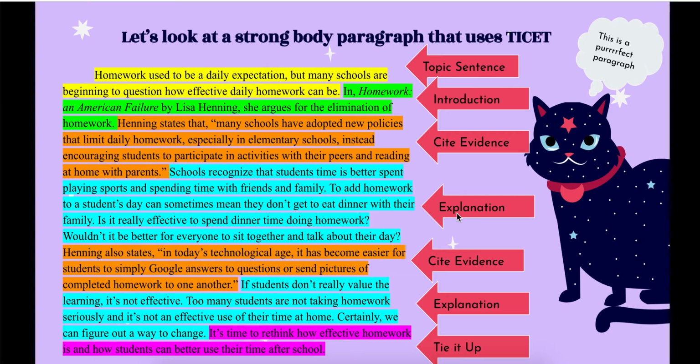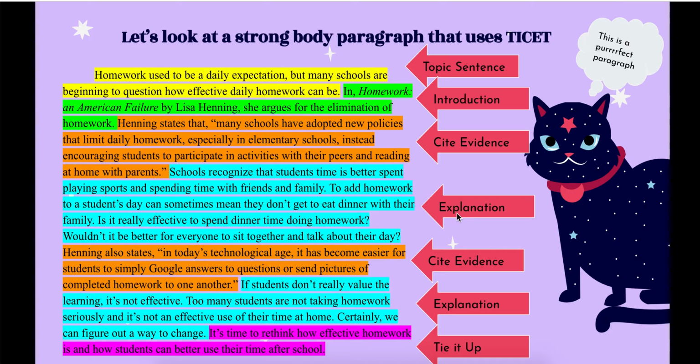So let's take a look at what this looks like in practice. This is a really strong body paragraph that uses TICET. You're going to notice that this particular body paragraph uses two pieces of evidence and explains each of them. So we have a little TICECET. If you want to include more pieces of evidence in a paragraph, you simply just need to put them in the middle and make sure you explain them independently.